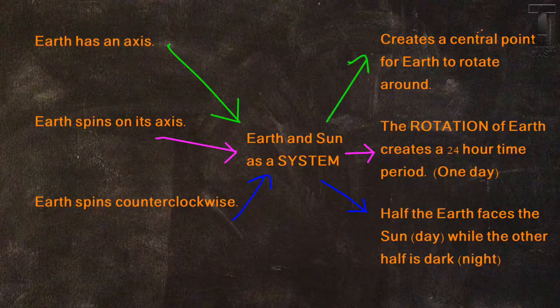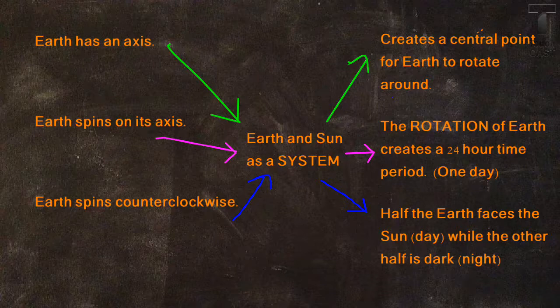Now, because the Earth and the sun is a system, we have some cause and effect. We've got this motion, the rotation that's going on, at the same time that we have some other things happening. So, one cause or one event is the Earth has an axis. It's that invisible line that goes straight through the Earth from North Pole to South Pole. So what is the impact as we think about it in terms of a system? Well, this axis creates a central point for the Earth to rotate around. So then we say the Earth spins on its axis.